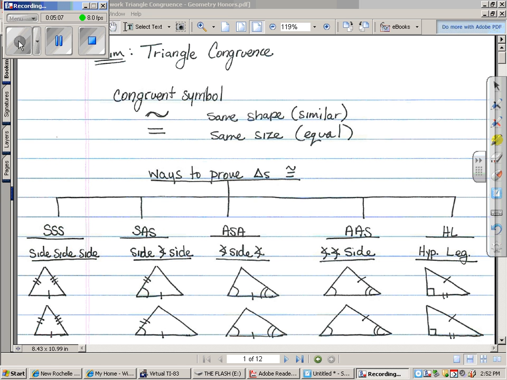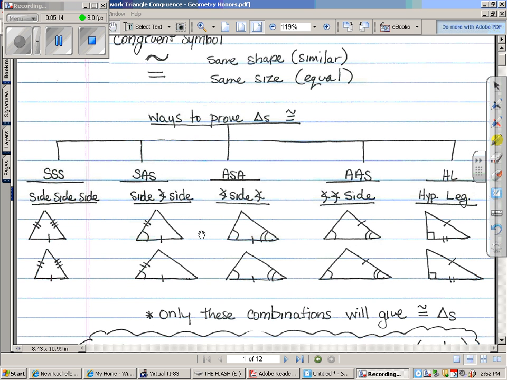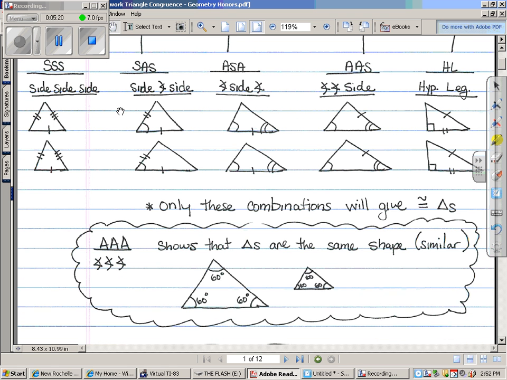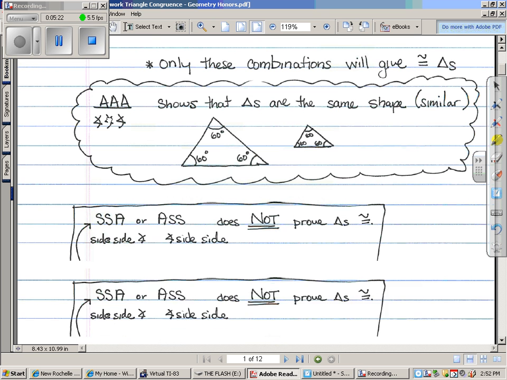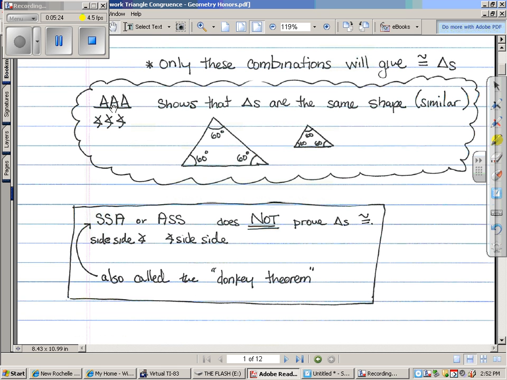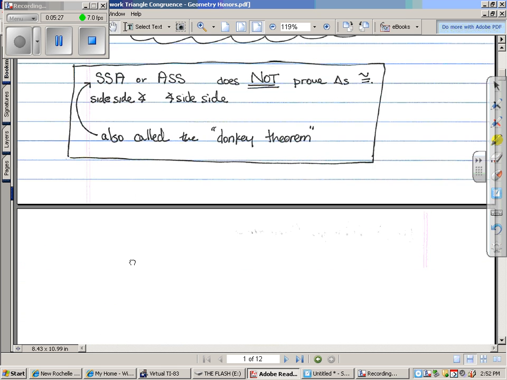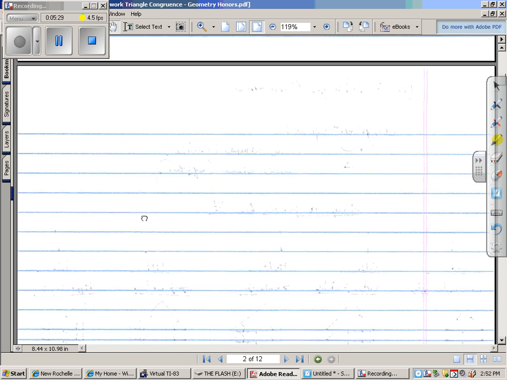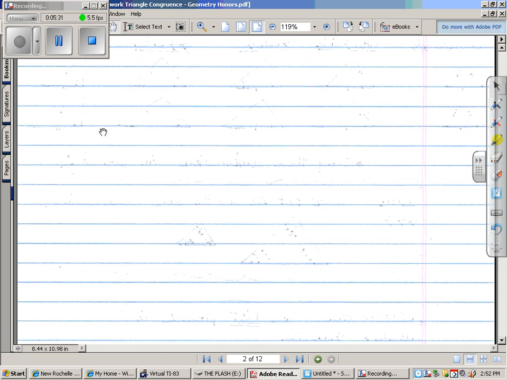All right. To be honest with you, the ways to prove triangles congruent is for next week. This is for next week. But if you want to read through it and see what you're coming up to, then you are more than welcome. Open your packet to the first page.